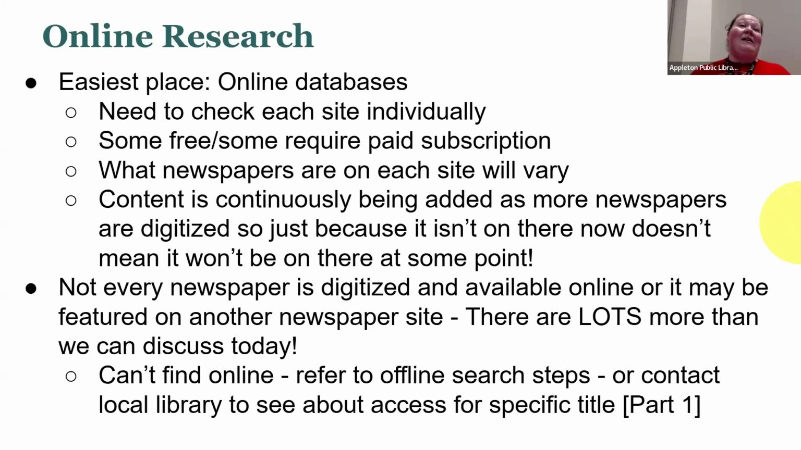Some of them are free. Some might require a paid subscription, or you might be able to access them through your local library. Of course, the newspapers that are on there are going to vary. The coverage of the dates that those newspapers cover is going to vary. So you just need to go and check each newspaper individually. Newspapers are constantly being added to these sites. It's really a nice thing that more and more newspapers are coming online for us genealogists to be able to explore. So if you go on a site and see the newspaper you're looking for is not yet digitized, check back in a few weeks or a few months and maybe it'll be digitized.